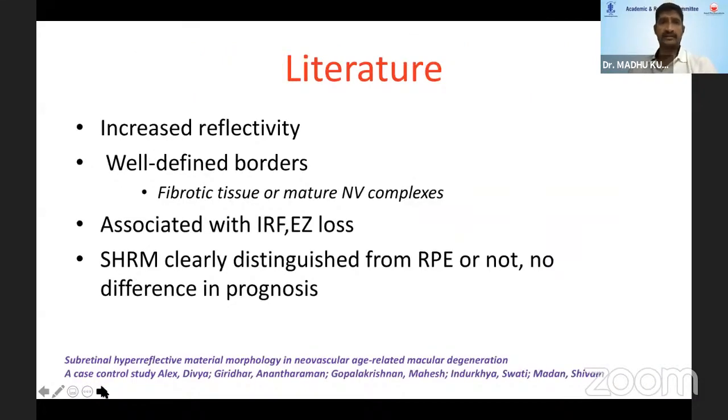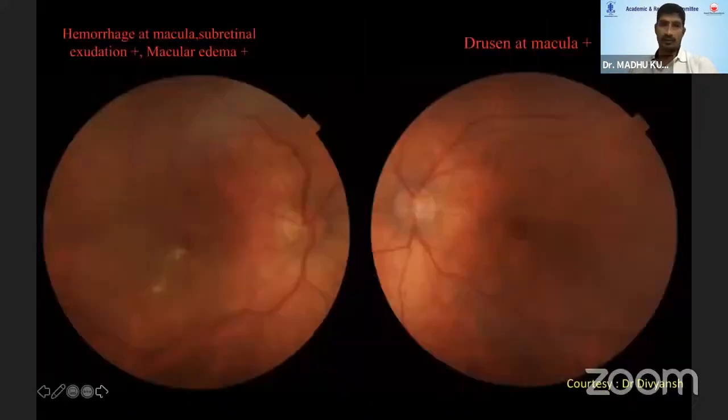Coming to the literature, increased reflectivity and well-defined borders, suggestive of fibrotic tissue or mature neovascular complexes, prove that it is towards the fag end, that is, it will be a worse prognosis. Association with IRF or EZ loss again points towards a poor prognosis. Whether SHRM is clearly distinguished from RPE or not doesn't make any difference in the prognosis. Just one or two cases.